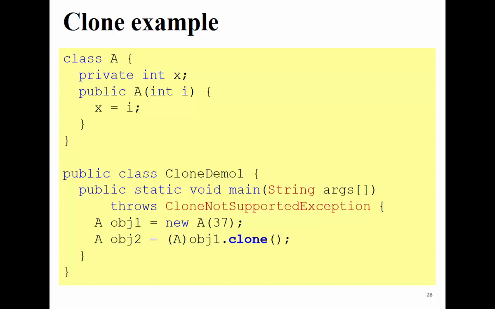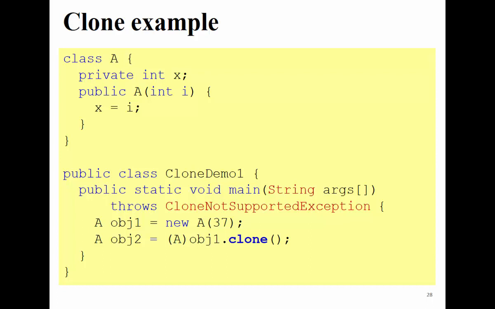We have a class called A. It only contains one field, x, which is private, and it contains only one constructor. Now, in the demo, we create an object1 of type A, and we try to clone it and store it in object2. And you look here at the casting: we return an Object, and we cast it to A. We need to make sure that we have an A object, because the clone method returns the Object type. So it returns an Object, which is generic, and we cast it.